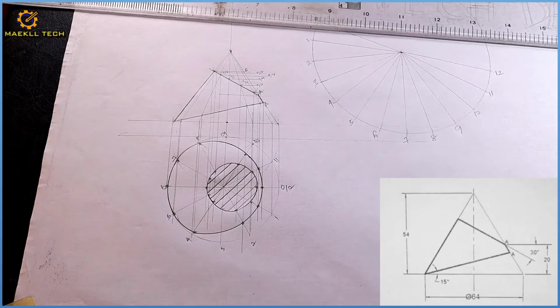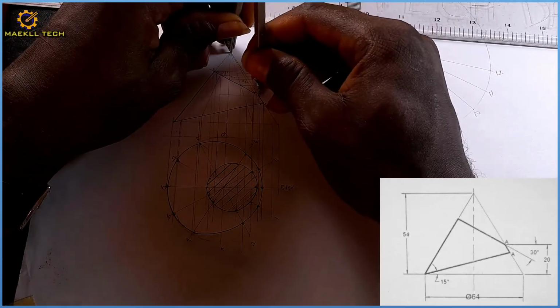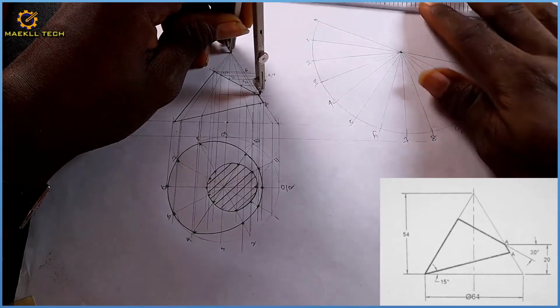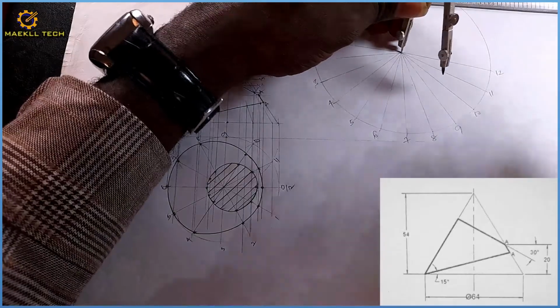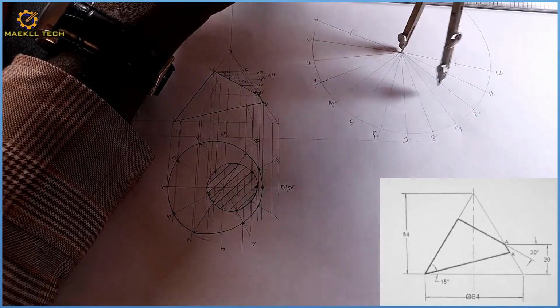So let us sort out the upper part first of all. Right, let's sort it out. So picking my compass from the apex right there to mark 0 and 12 here at the upper part. So I'm going to stand right here. Then 1, 2. That's for 0 and 12.